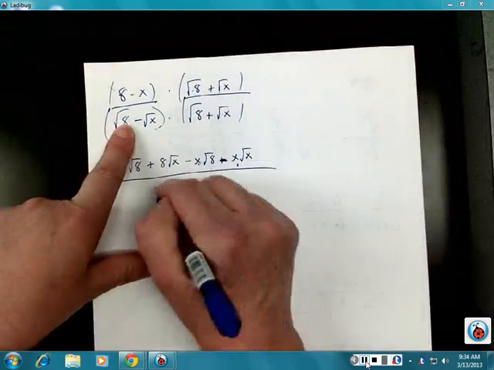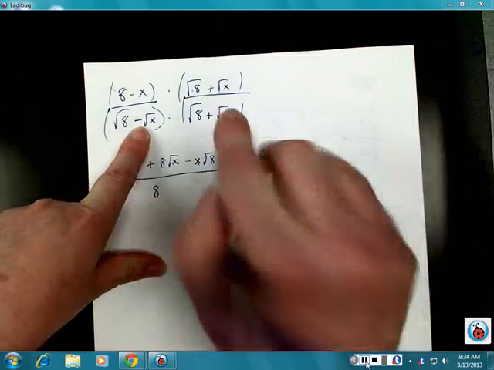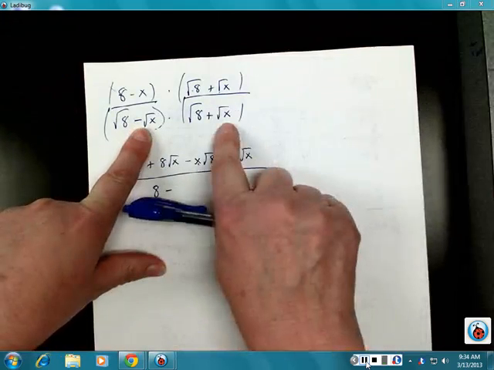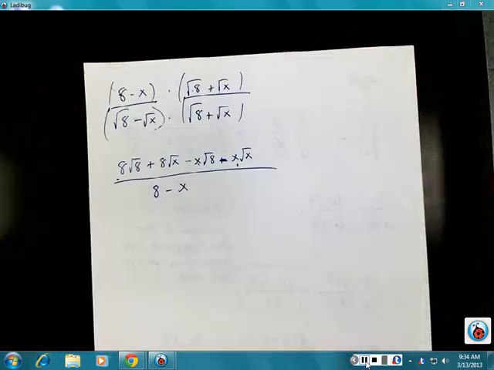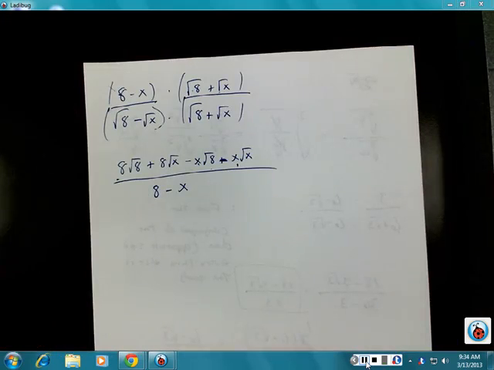Bottom, square root of 8 times square root of 8 is 8. Negative times a positive is a negative. Square root of x times square root of x is just simply x. And I am all done because I can't do anything else with that. So that one's kind of got a lot of stuff in there.